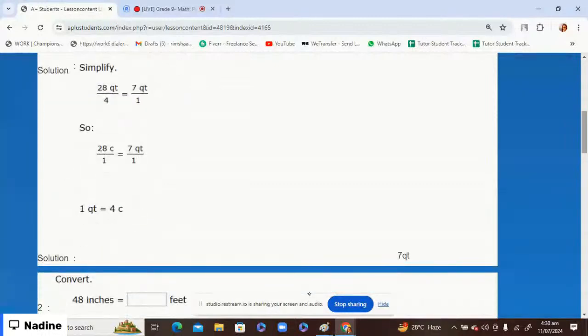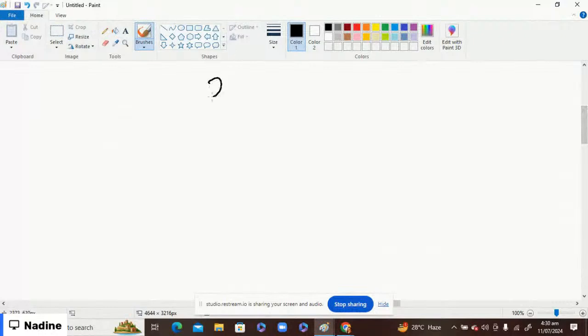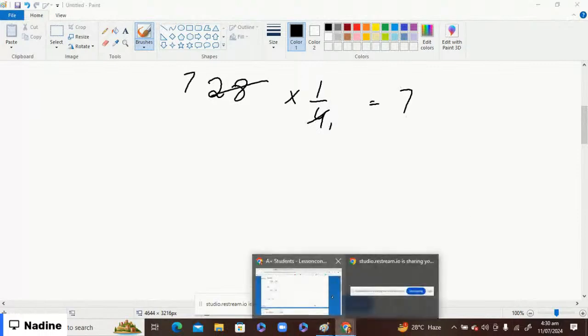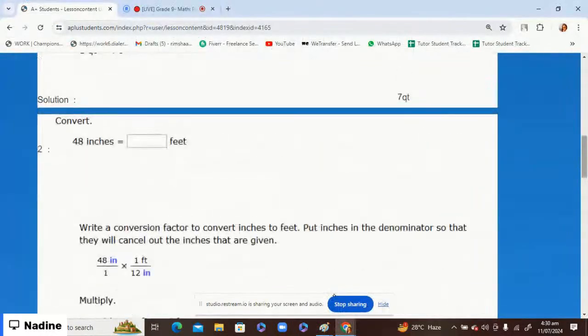Let's check. What is the meaning of quarter? Firstly, quarter means 1 by 4. Here 28 is given and multiplied with 1 by 4. So 4 times 1 is 4, 4 times 7 is 28. So it's 7. Okay, QT represents the quarter here.